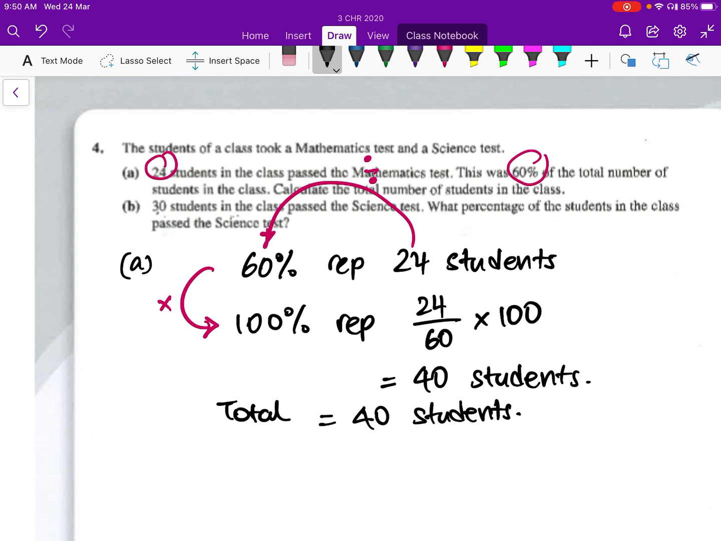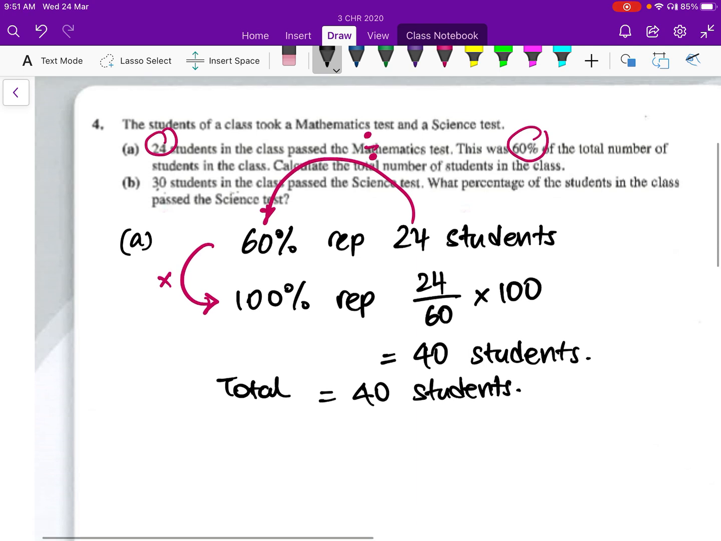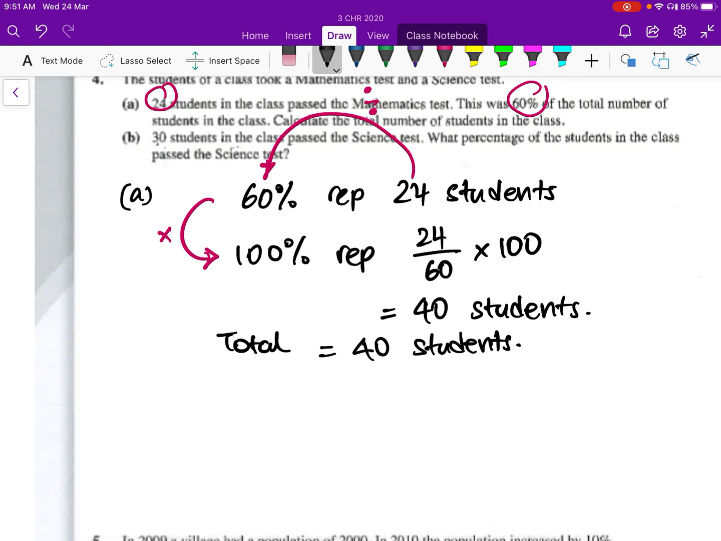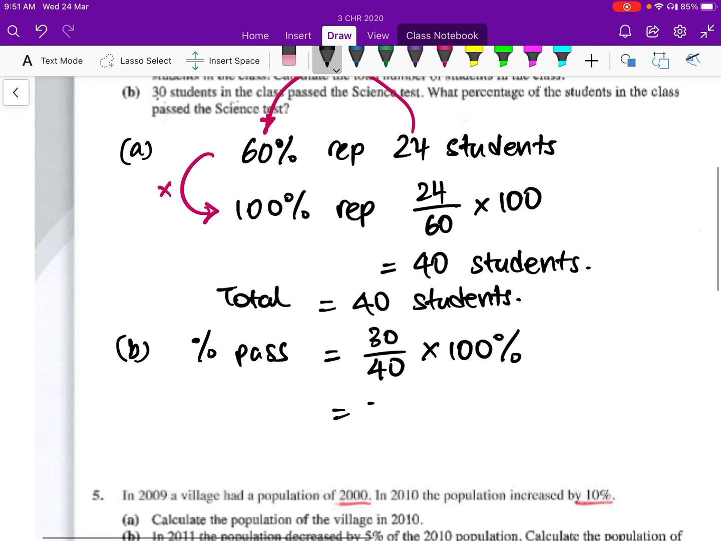And now for part B, they tell us that for the other test, part A was the mathematics test, and part B was the science test. 30 students passed the science test, so what percentage passed? 30 over 40 times 100, correct. So percentage pass equals 30 students out of 40 students, multiplied by 100%. That will give us 75%. And that's all.